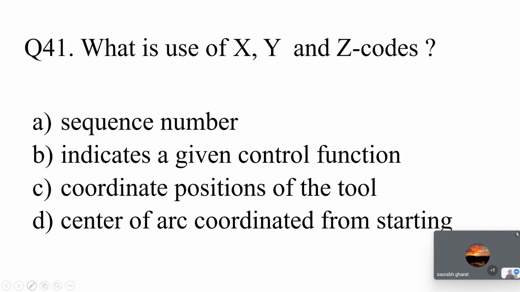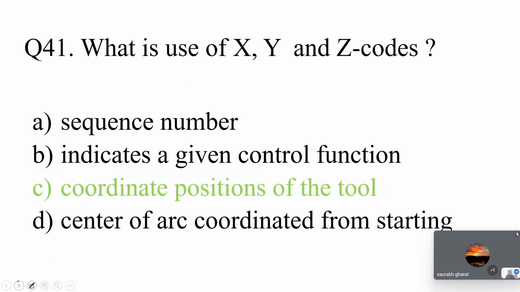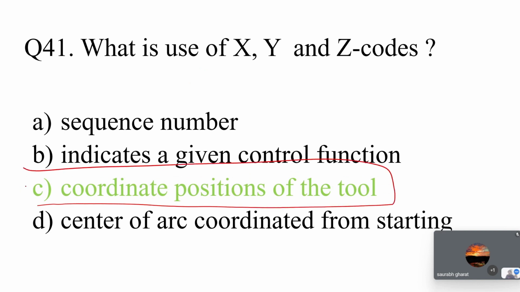Sequence number, indicate the given control function, coordinate position of the tool. So these X, Y, Z codes are used for the coordinate position of the tool. This is your correct answer. The X, Y, Z codes are for the coordinate position of the tool.